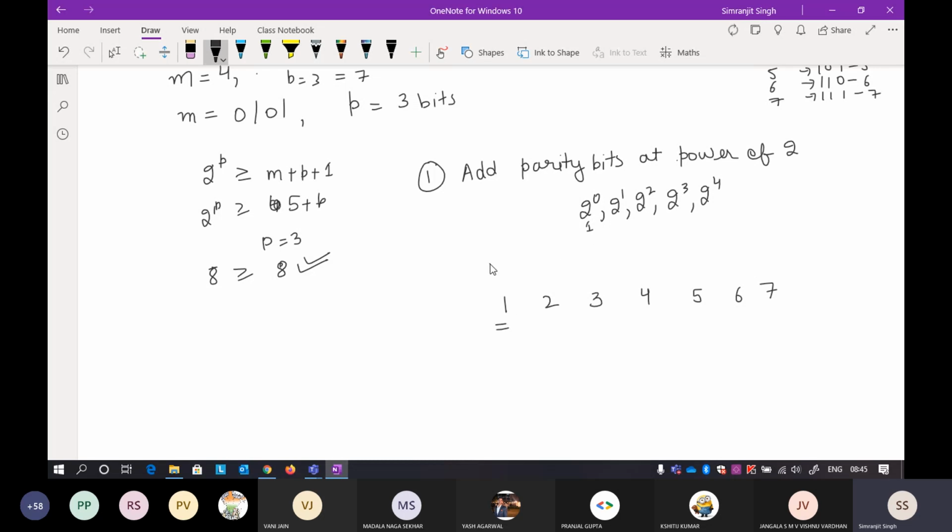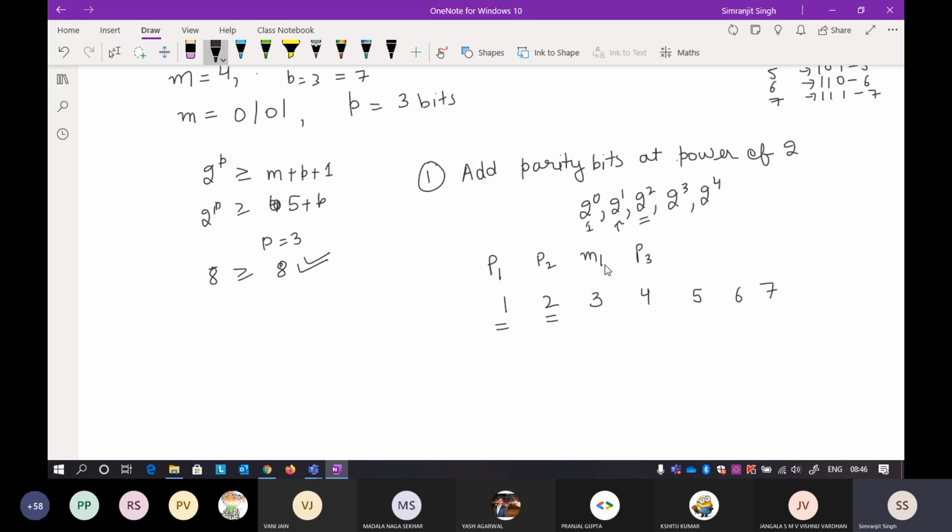So this is the position of parity bit 1. Then 2 raised to power 1 is 2, so this is where I insert my second parity bit. 2 raised to power 2 is 4, so the third parity bit will be inserted here. 2 raised to power 3 is 8, but there is no 8th position, so just 3 parity bits will be there. You can directly see.